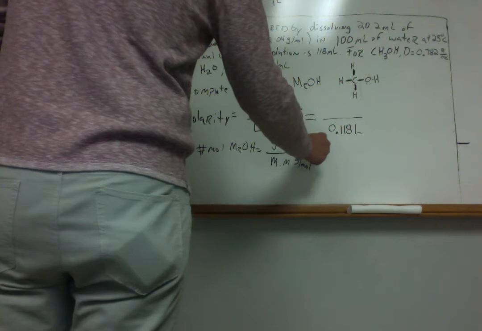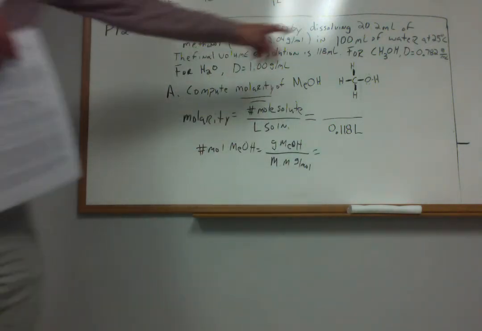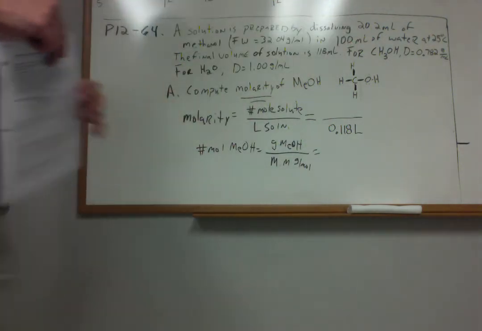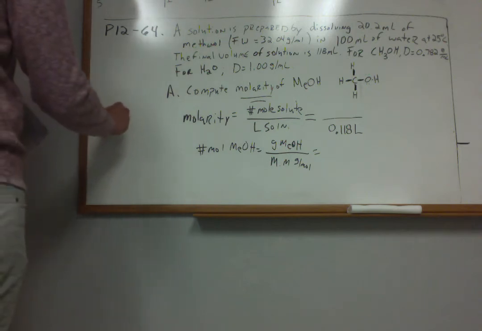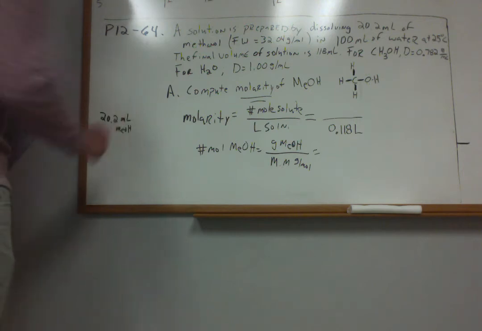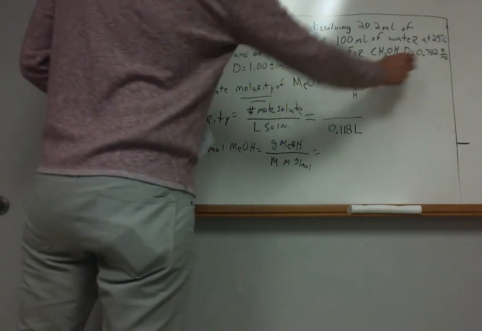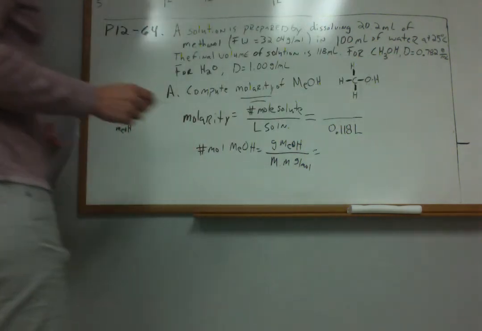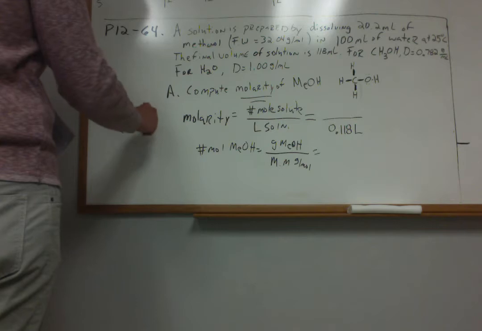Now, let's see what I know about my methanol from the problem. Well, I was told that I've got a volume of methanol, 20.2 milliliters of methanol. If I read through the problem more, I was told that the density of the methanol is 0.782 grams per milliliter. So it seems like I can use that density as a conversion factor.